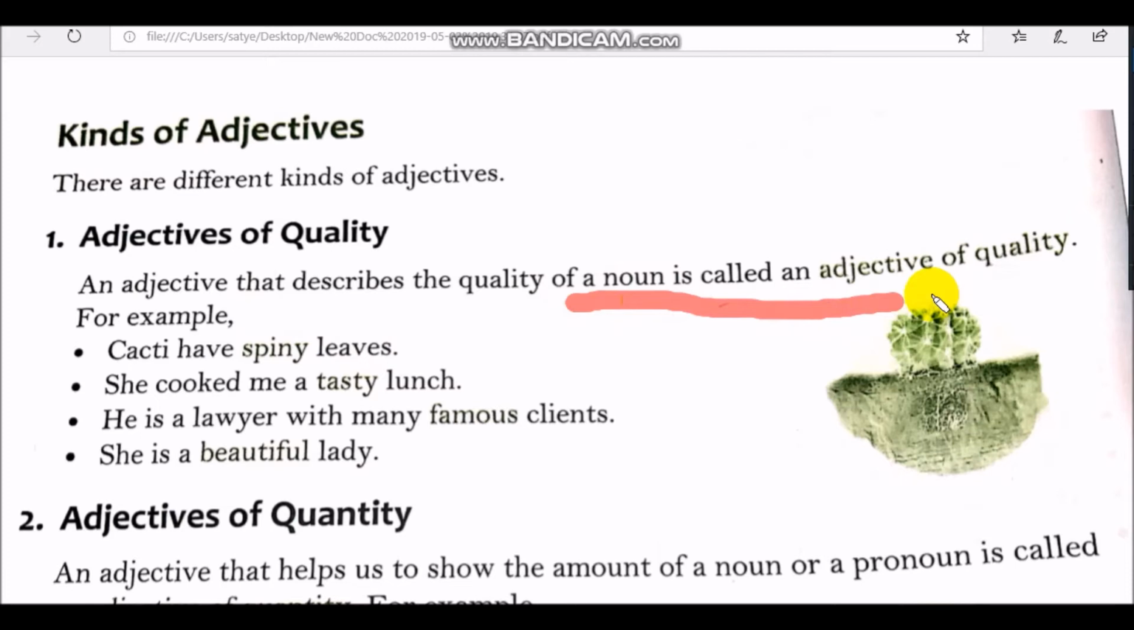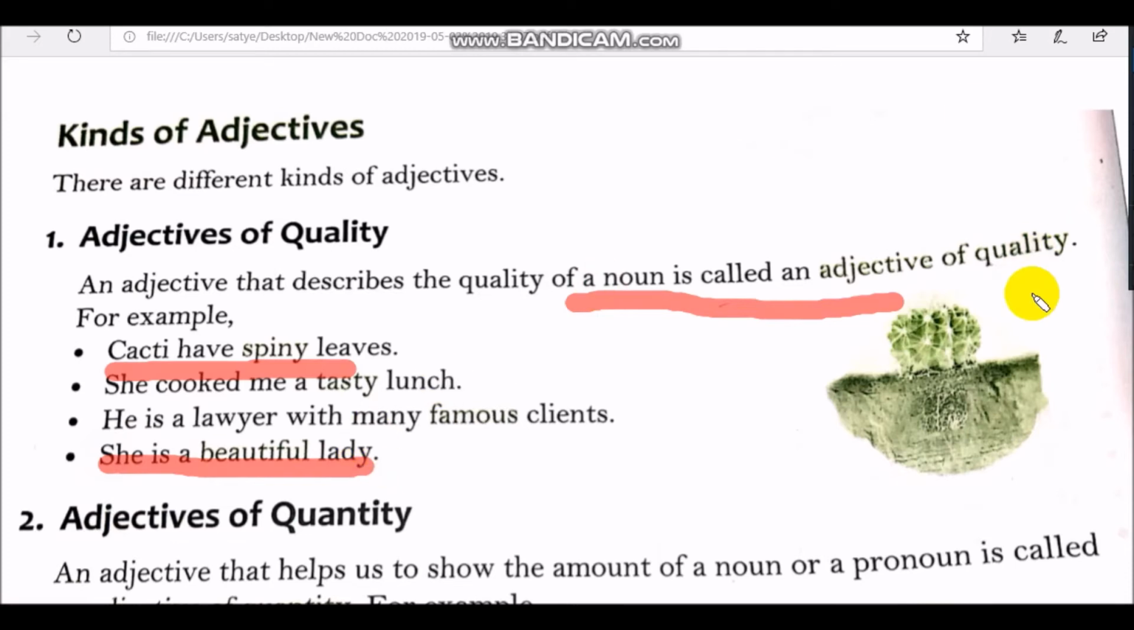They give an idea about the characteristics of the noun by answering the question. For example, Madhuri has sharp features. Means माधुरी के पास features तो हैं, but what kind? Sharp. ये उसकी quality है. Second example, cacti have spiny leaves. Cacti means cactus have spiny leaves. So ये उसकी quality हुई कि उसके पास spiny leaves हैं. She is a beautiful lady. वो उसकी quality है कि वो beautiful है. So the adjective that describes the quality of a noun is adjective of quality.